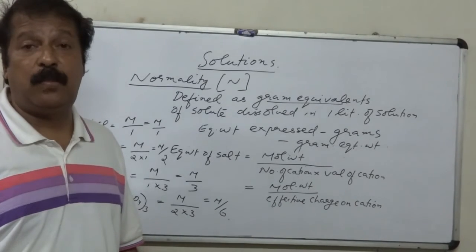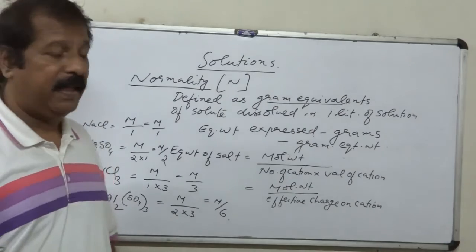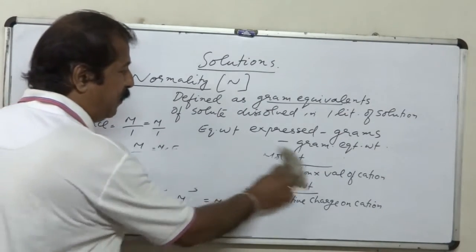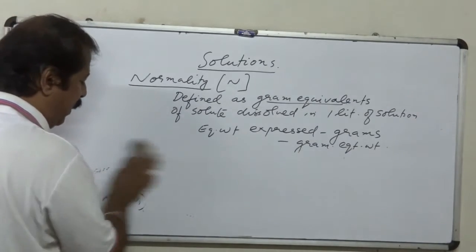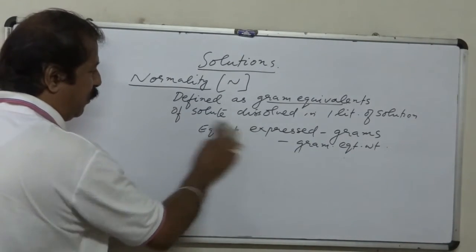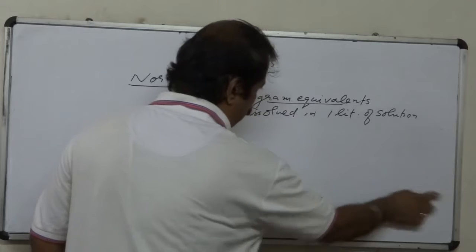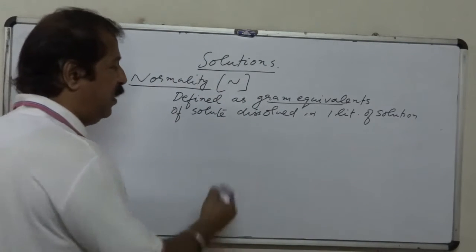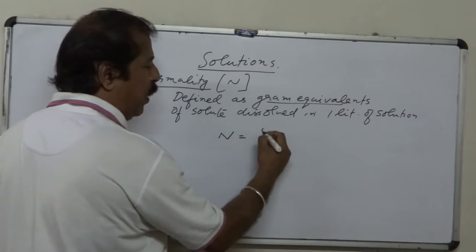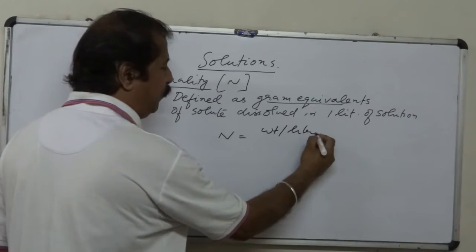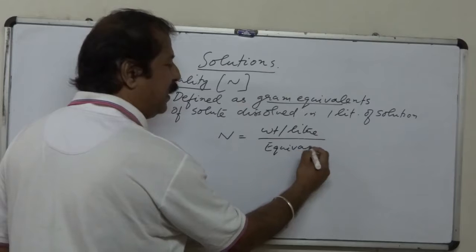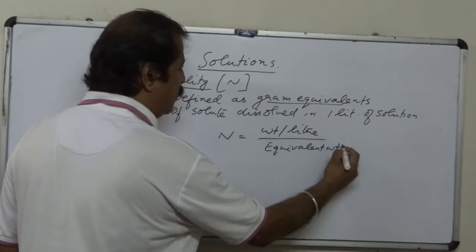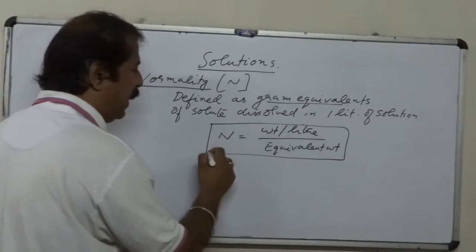Equivalent weight of an acid is molecular weight divided by basicity. Equivalent weight of a base is molecular weight divided by acidity. And equivalent weight of a salt is molecular weight divided by effective charge on cation. And the expression for normality is weight per liter divided by equivalent weight.